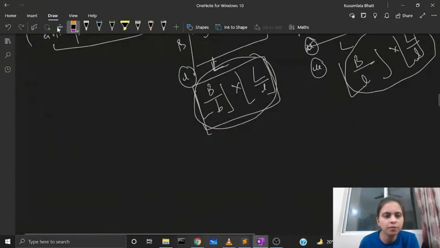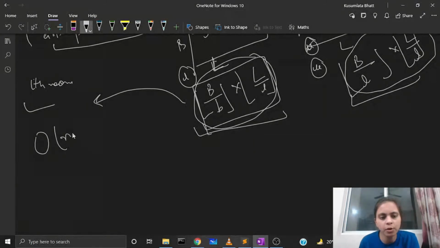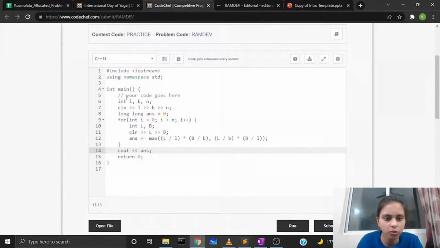So in this problem, we have to simply go to the ith room and apply these two formulas, take the maximum value of them, and simply add it to the answer. So the time complexity in this case will be O of n, because we are doing the linear traversal of the yoga halls. Now let's have a look at the C++ code.